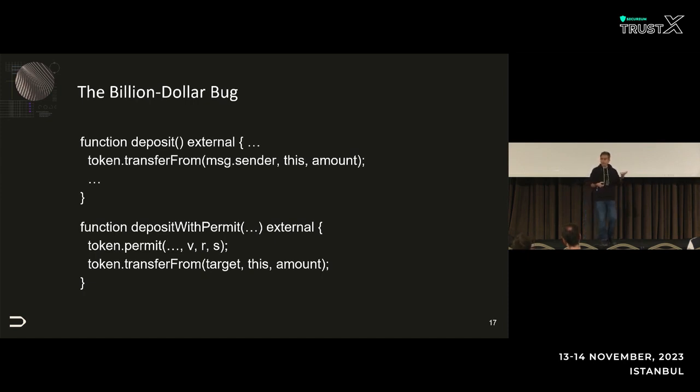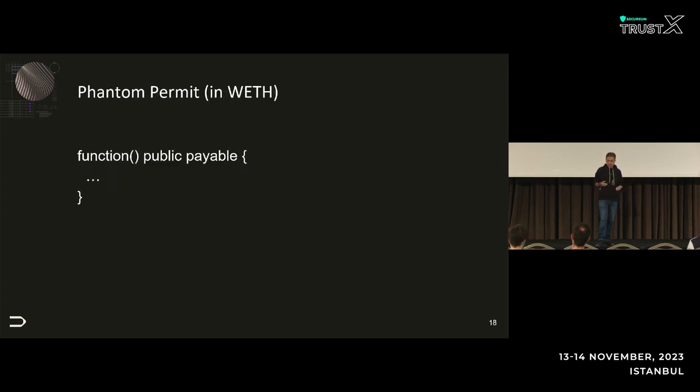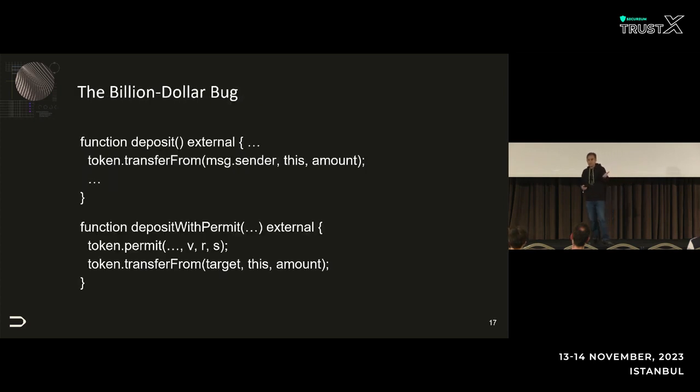The bottom part, the deposit with permit, on its own would have been perfectly safe. Now, perfectly safe, yeah, there is a caveat there, but it would have been safe on its own. So what's the issue here? The issue hinges on this question. This is very general code for any token. What's the permit function for WETH, wrapped ether, the most popular ERC20 token? And the answer is it doesn't have one.